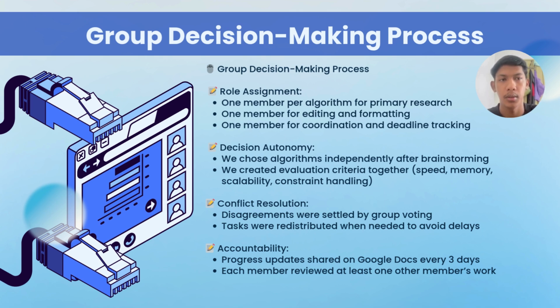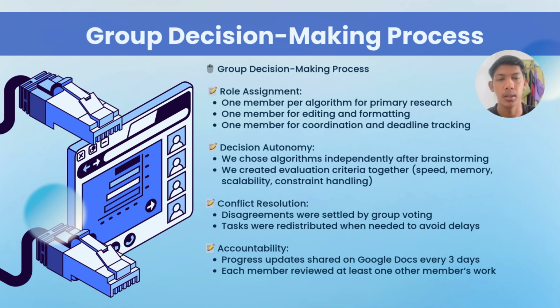One member for editing and formatting. This member checks all the work, fixes any mistakes, and makes sure the format is the same. And one member for coordination and deadline tracking. This member makes sure everyone follows the schedule and reminds the group of deadlines.